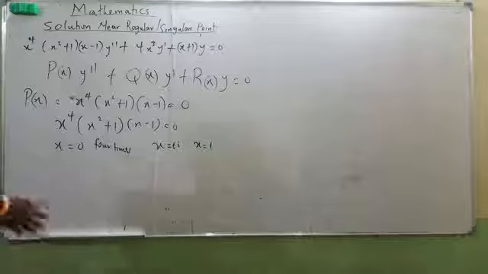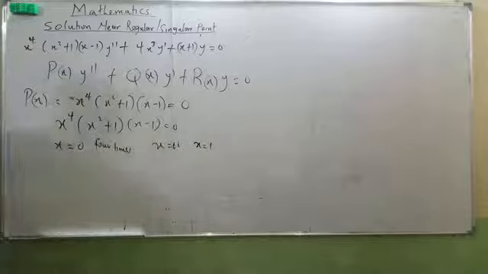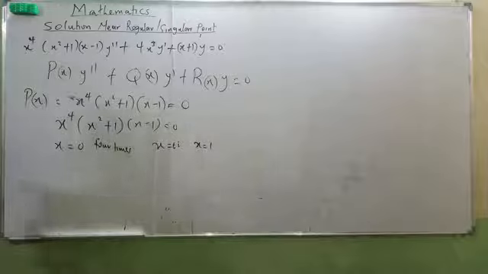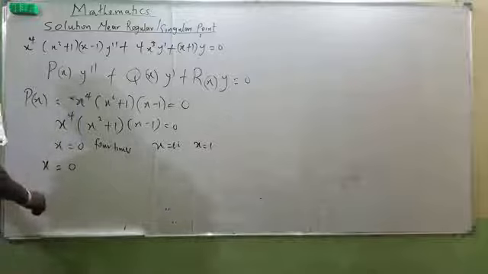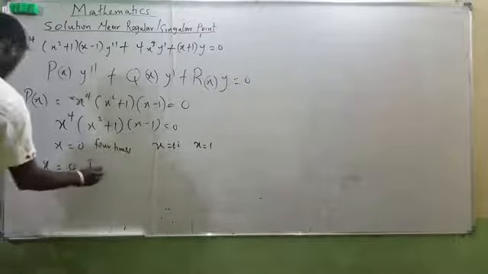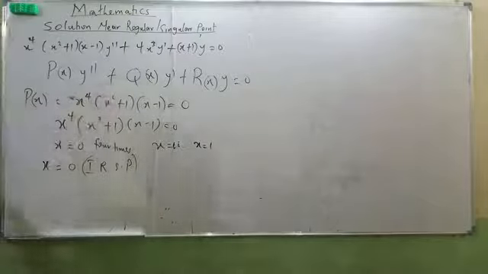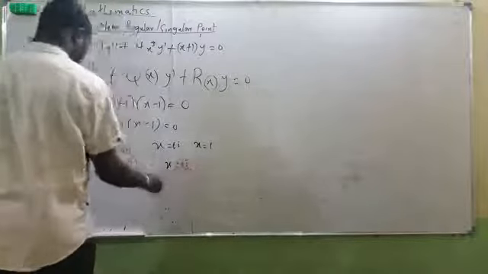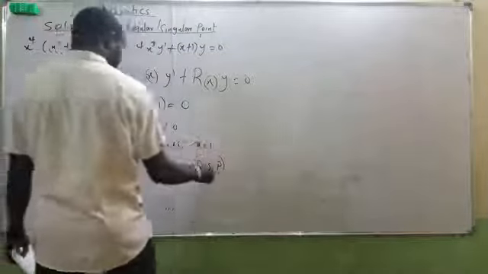Please, if you don't understand this, you can't be in this class. Just know that. Now, this is complex, this is normal, and this is four times. Now, listen to me. My x equals 0. It means it's regular. And my x equals plus or minus i is regular singular point.